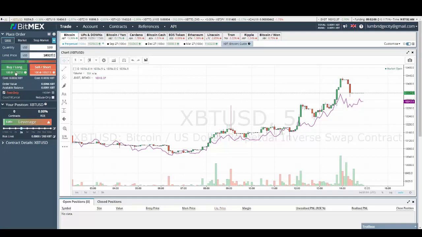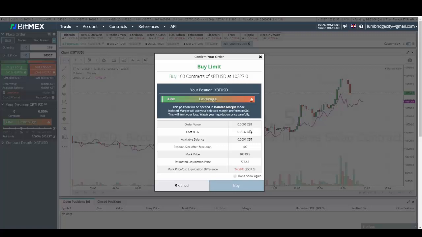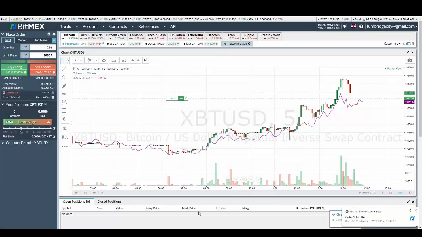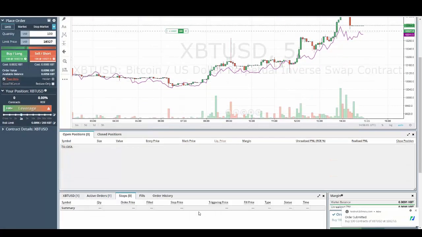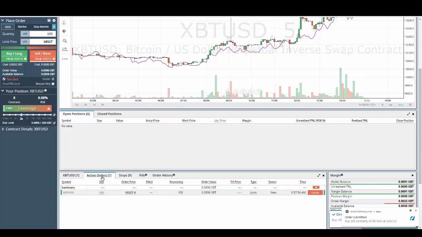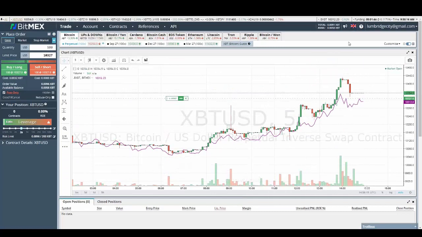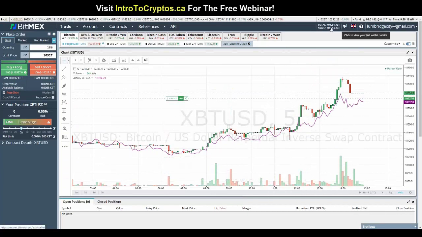And then I'm going to click on buy long, and it gives us the order details here. And there we have, the limit order is now submitted. We can scroll down here to see our active orders, that we have an order for $100 US at 327, and the order value will be 0.096 XBT. And we can see the available XBT that comes free when you set up your account here. This pretend Bitcoin is available there for you to practice with.